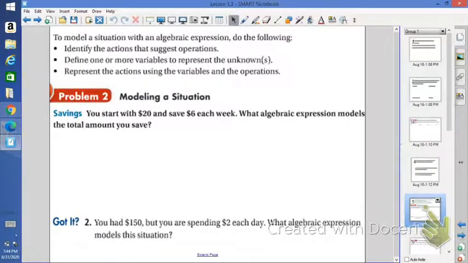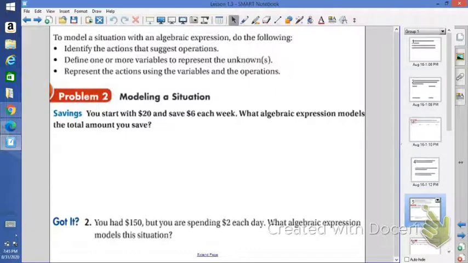In example 2, a very important example problem because this is applied algebra 2, applying to real world situations: you start with $20 and save $6 each week. What algebraic expression models the total amount that you save? Above this it says, to model a situation with an algebraic expression, do the following. The first thing is to identify the actions that suggest operations. So you start with $20 and save $6 each week.